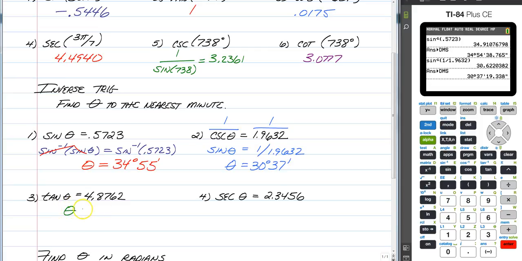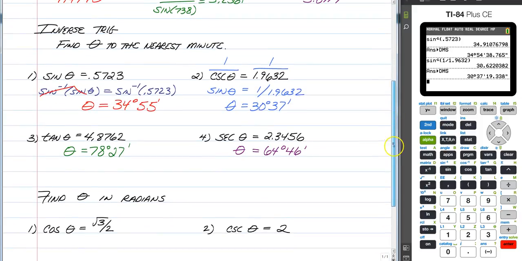Okay, so for number 3, if you typed it in correctly, you would have just typed in second tangent of 4.8762, and you would end up with theta is equal to 78 degrees and 27 minutes. For number 4, you would have pressed second cosine of 1 divided by 2.3456, giving you a theta value of 64 degrees and 46 minutes. Okay, so that's this section in degrees.